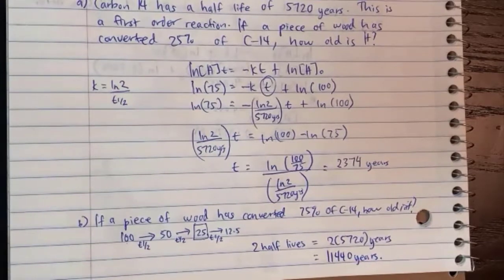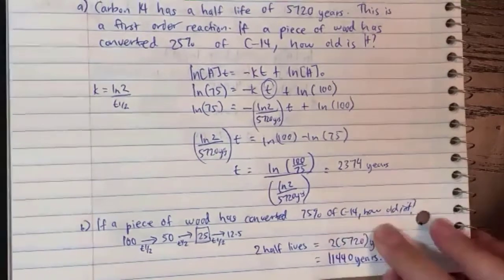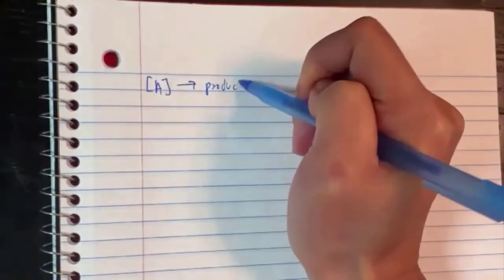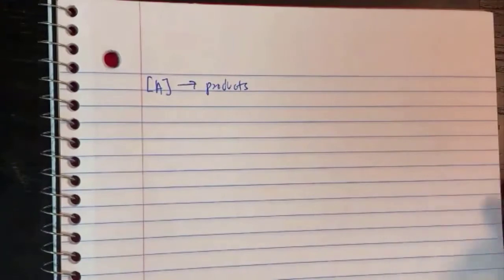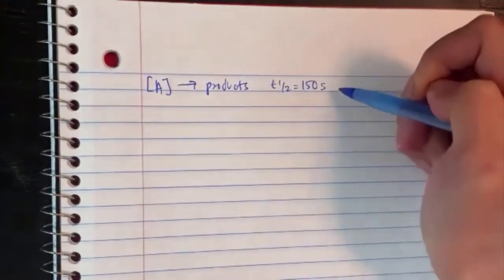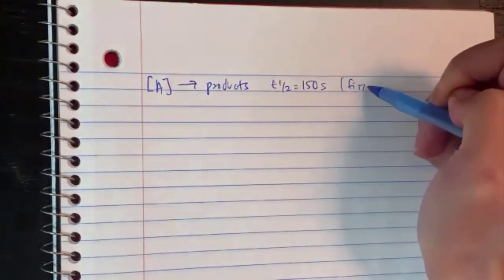All right, so that is half-life and stuff. I'm going to ask you another question on half-life, based on something like this. This is an easy one. You will get half-life questions on your tests, so this would be like your easy part. A is turning itself to products, and your half-life is given as 150 seconds. This is first order.